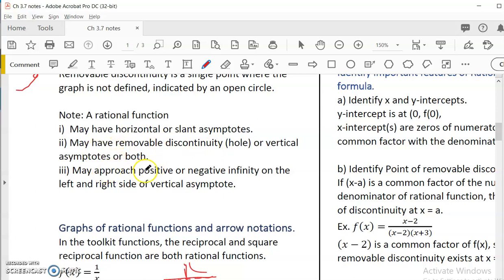And then it may approach positive or negative infinity on the left and right side of vertical asymptotes. So if you have a vertical asymptote, you could have the graph go to positive on both sides. You can have the graph go to negative on both sides. You can have the graph go one positive, one negative, or one negative, one positive on the two sides. So there are different cases. Usually when you look at the formula, you know when this shows up and when this shows up.